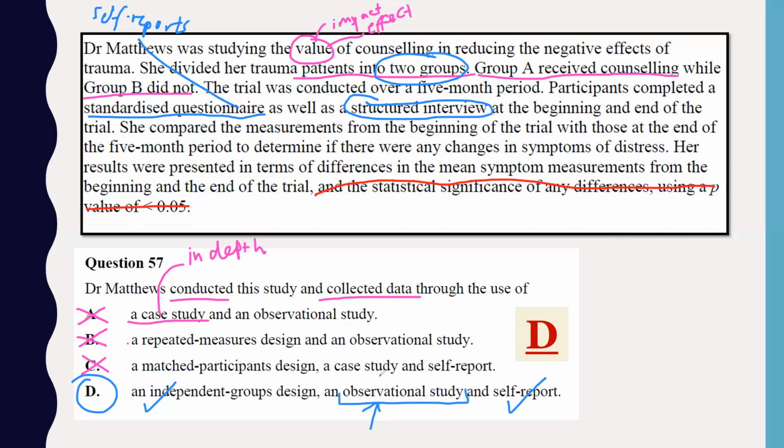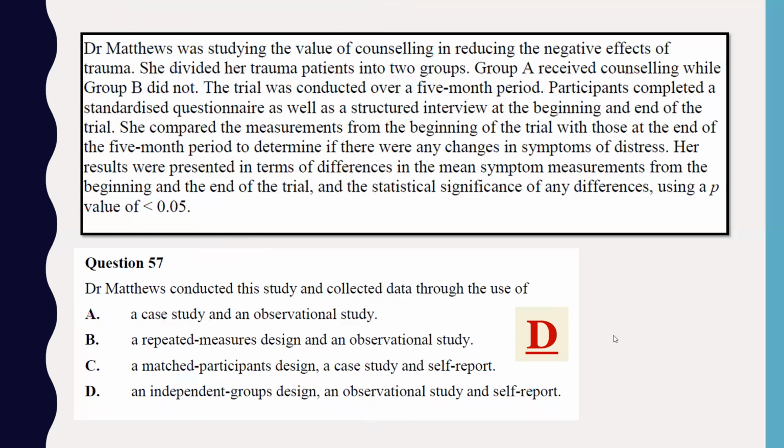Hopefully you guys are starting to understand how we can determine whether, for example, a matched participants design is used as opposed to a repeated measures design or an independent groups design. So hopefully you're understanding how to annotate a scenario in order to pick out those elements, or to pick out which design is being used or which methods of data collection are being used. Alrighty, so let's move on to the next one.